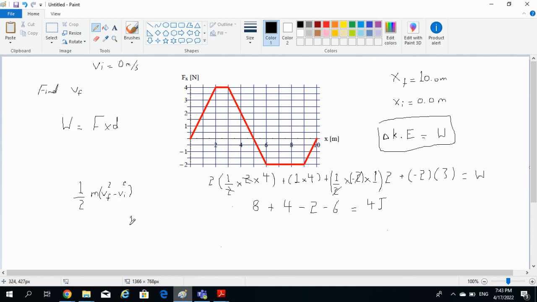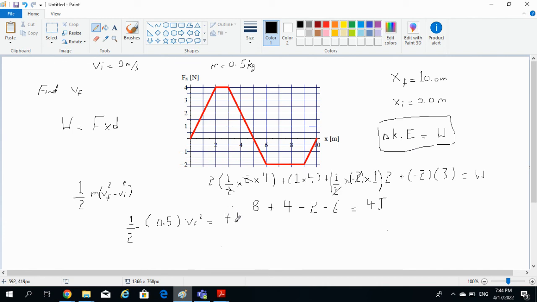So half m. Now mass, let's say it's 0.5 kg of the object. So what happens is you put that value here, and then multiply it by Vf square, which we have to find, which is the unknown. Remember that is equal to the work done. So following this scenario, 4 joule.